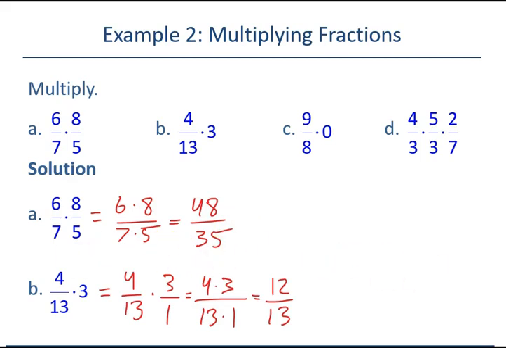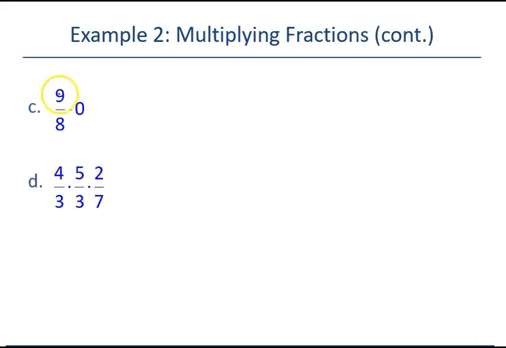Okay, let's continue on. 9/8 times 0. Well, this is straightforward. Anything multiplied by 0 is automatically just going to be 0. The rules do not change.